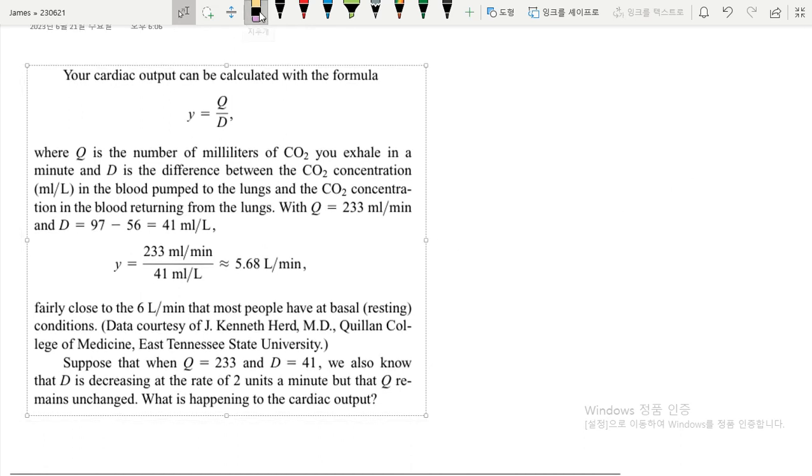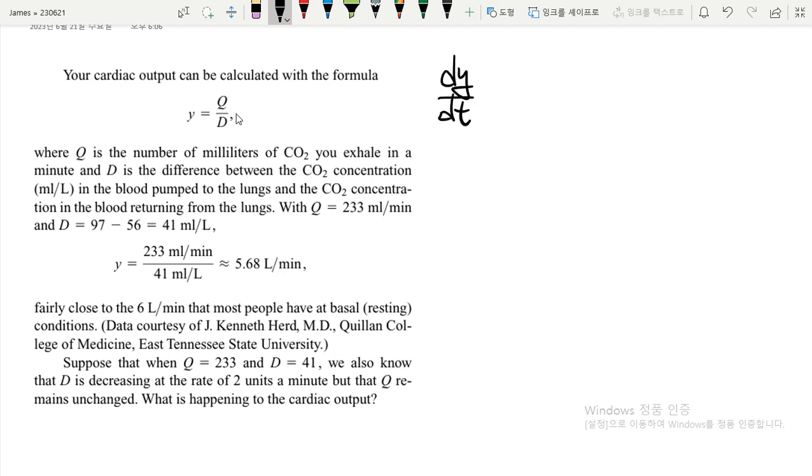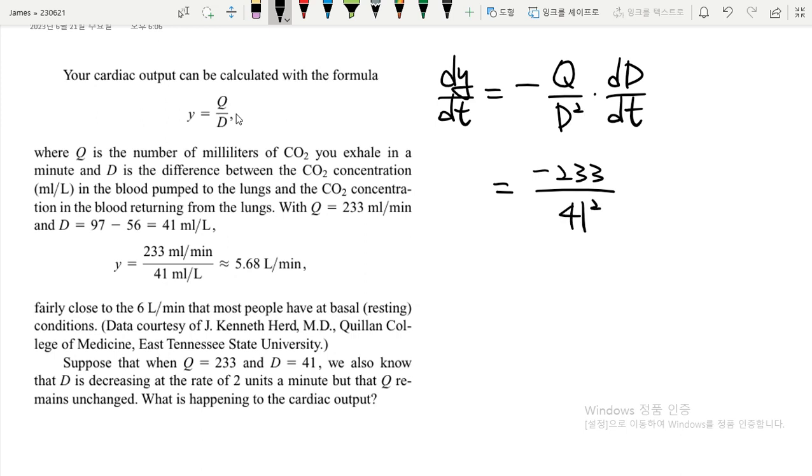Yeah, so if we differentiate this equation, in this case the Q is constant, so if we differentiate this, dy over dt is, Q constant, so it's like, yeah, we have this equation. And the value of Q is 233. D is 41 square, and dD over dt is decreasing at the rate of 2 units, so that means this is minus 2.